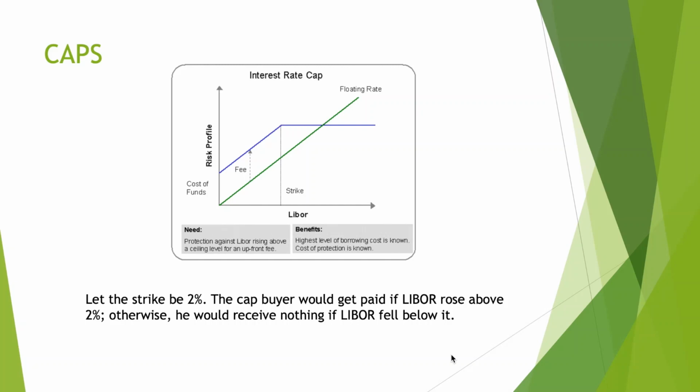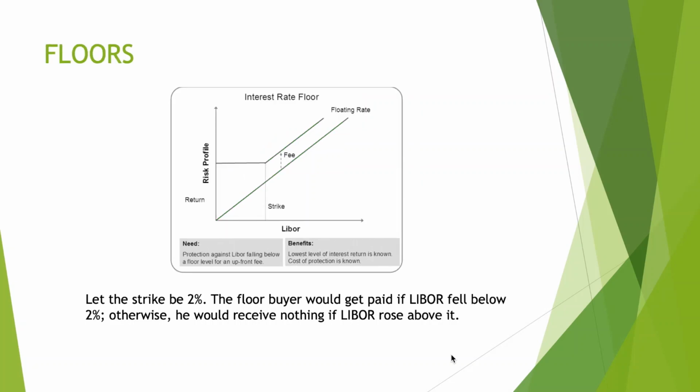Cap holders get a payment when the underlying interest rate exceeds a specified strike rate. Example, let the strike be 2%. The cap buyer will get paid if LIBOR rose above 2%, otherwise he will receive nothing if LIBOR fell below it. The floor holders get a payment when the underlying interest rate falls below a specified strike rate. Example, let the strike be 2%, the floor buyer will get paid if LIBOR fell below 2%, otherwise he will receive nothing if LIBOR rose above it.